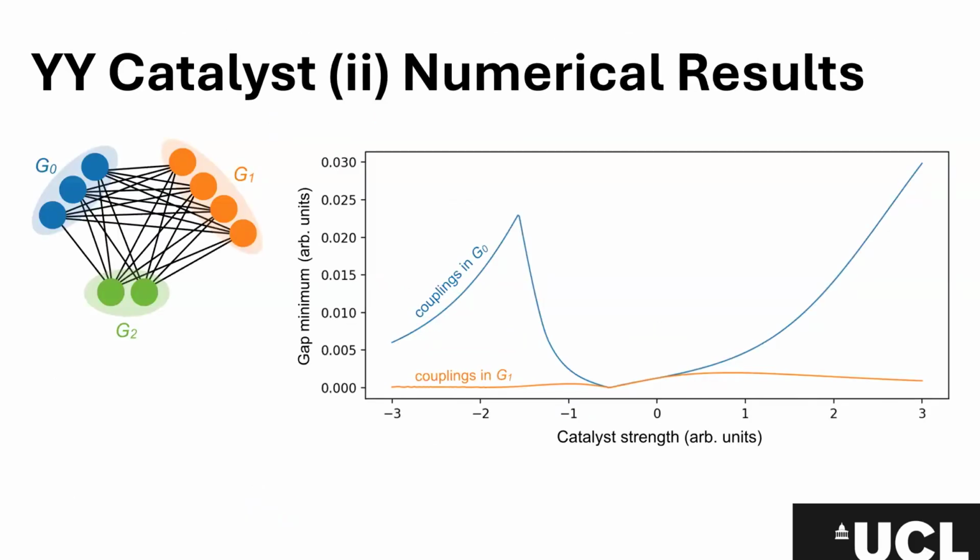So here's again the result of the exact diagonalization on this tripartite maximum weighted independent set graph. Here's the gap minimum as a function of the catalyst strength. When it's a YY catalyst now, again, we can place it in the ground state, which gives us this rather funky looking blue expression, or in G1, we get this orange line. And again, it's clearly not as straightforward as when the summand in your perturbative expansion is always positive. So the phases are confusing the matter for this YY interaction.